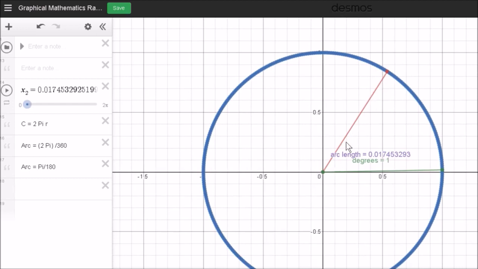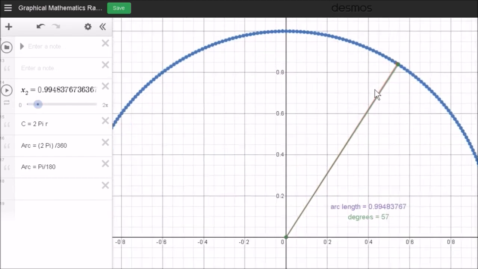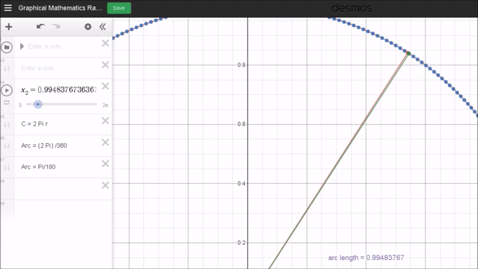Now I've drawn this red line in here. So what we'll do is we'll move the angle all the way round to this red line and we'll see where it gets to. Now it's not going to sit exactly on top of it, but it's going to be close. So we can say here it's approximately 57 degrees.